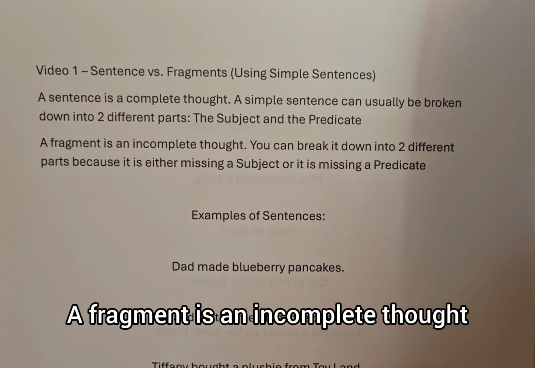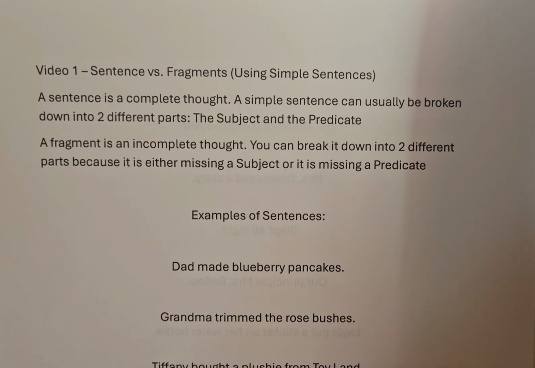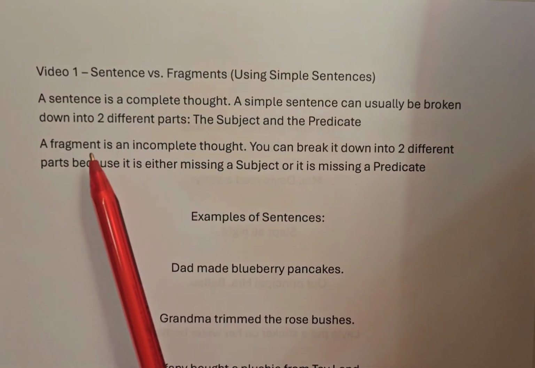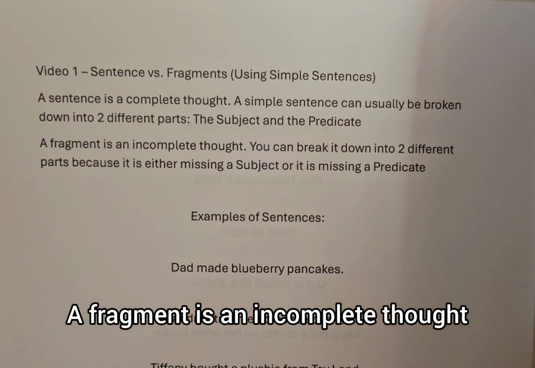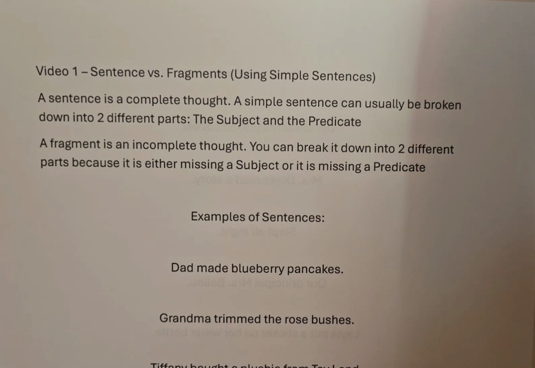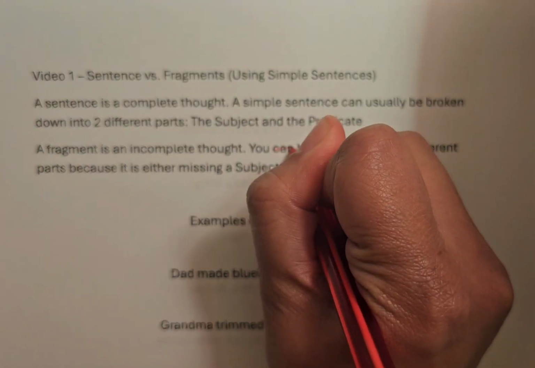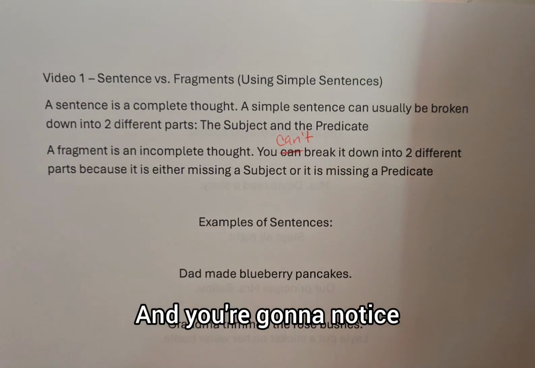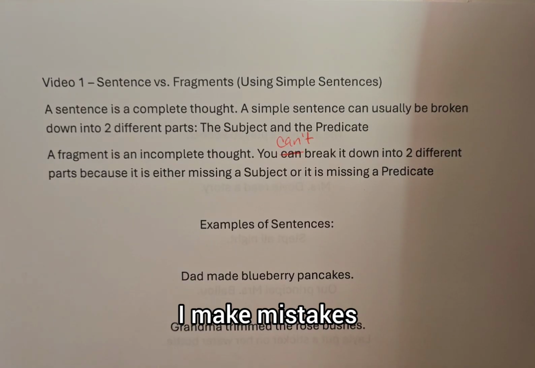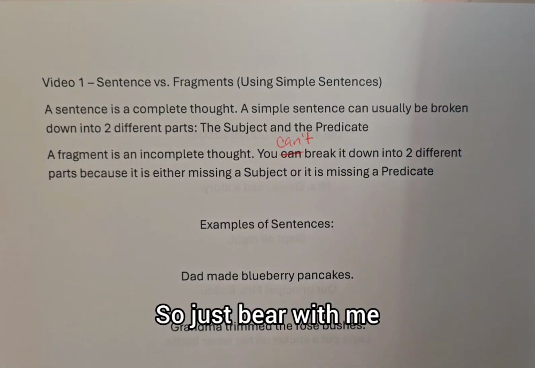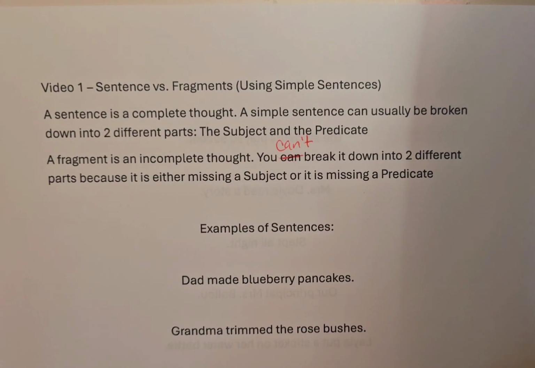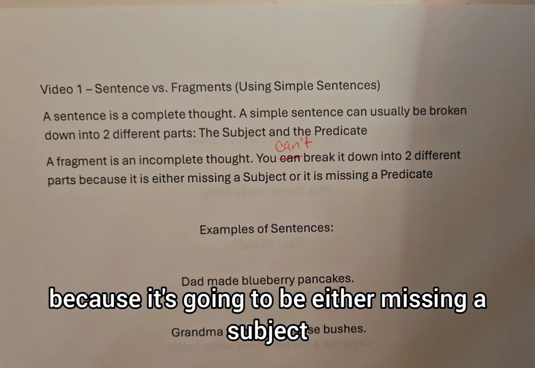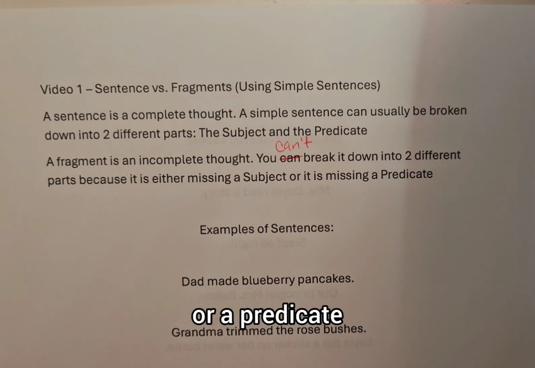A fragment is an incomplete thought. A sentence is a complete thought. A fragment is an incomplete thought. And this should say can't. You can't break a fragment down into two different parts because it's going to be either missing a subject or a predicate. And you're going to notice that about Mrs. Gossett: I make mistakes. I am accident prone. So just bear with me.